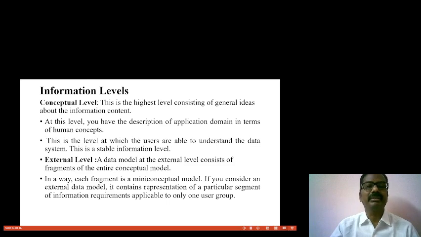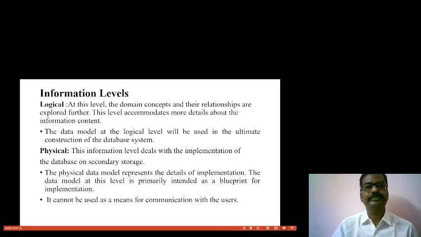Next, external level. A data model at the external level consists of fragments of the entire conceptual model, so each fragment is a mini conceptual model. An external data model contains a representation of a particular segment of information requirements applicable to only one user group.